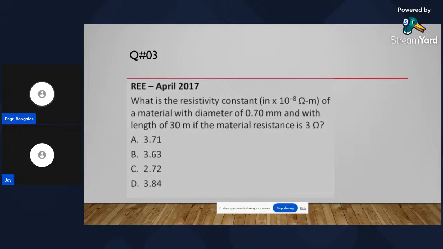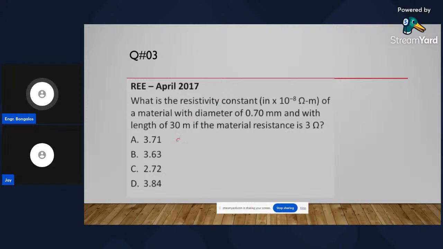Okay, proceed tayo sa number 3. So this question is last April 2017. So sabi dito, what is the resistivity constant in 10 times 10 raised to negative 8 ohm meter of a material with a diameter of 0.7 mm and with a length of 30 meter if the material resistance is 3 ohms. So first, sige, gawan natin yung mga given.